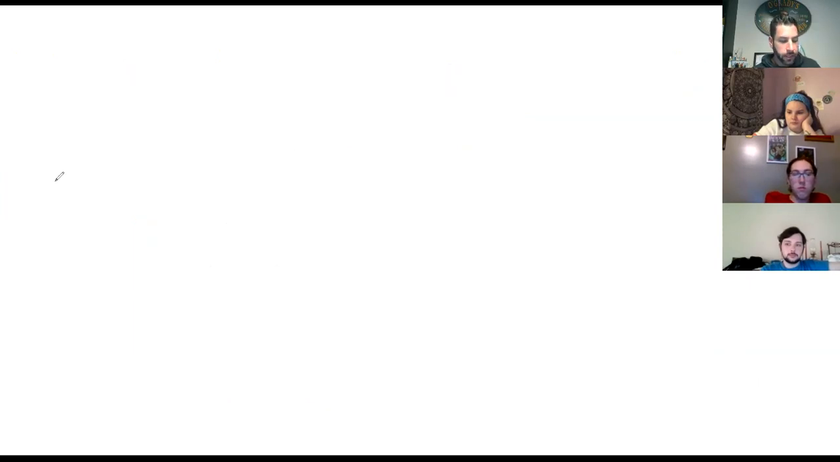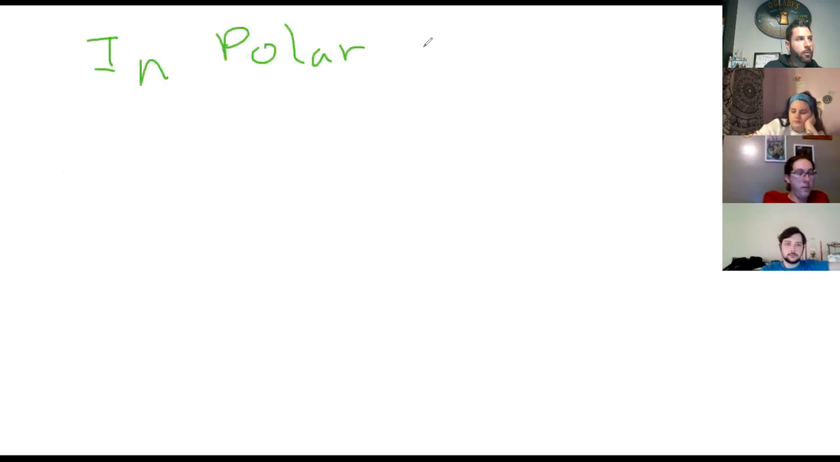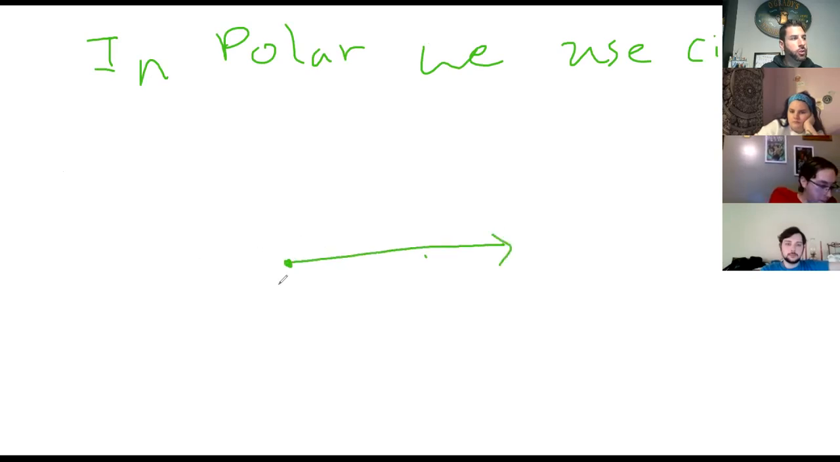Polar coordinates say the following. So in polar, you're going to use circles. If this is your origin right here, and this is sort of your horizontal axis, I'm going to change my color here again, because I can. You could think of the plane as being written as a bunch of concentric circles.